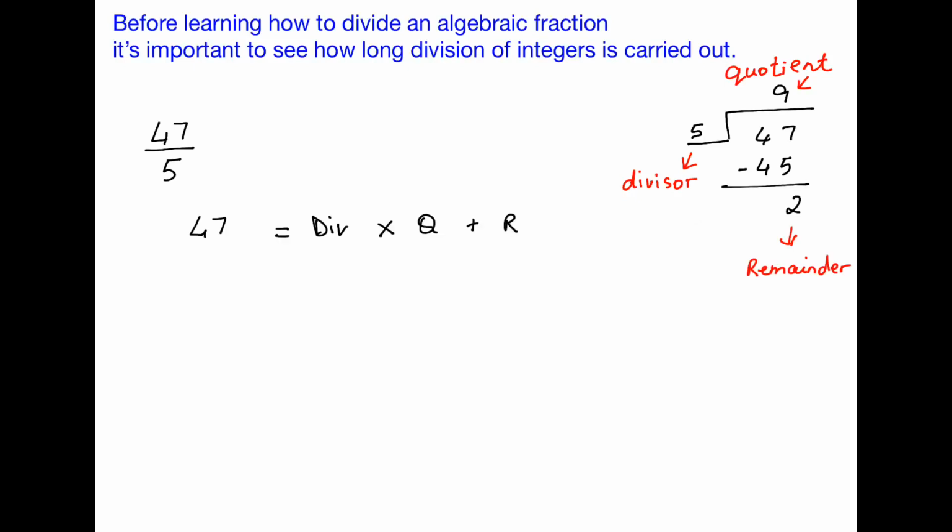So we can write 47 is equal to divisor times quotient plus remainder. 5 times 9 plus 2 will give me 47. If I want to write it as a fraction, I will write 47 over 5 is equal to quotient plus remainder over divisor.